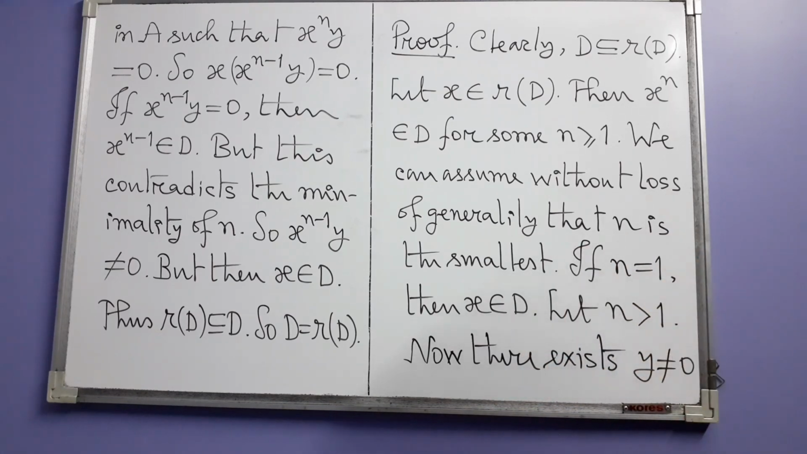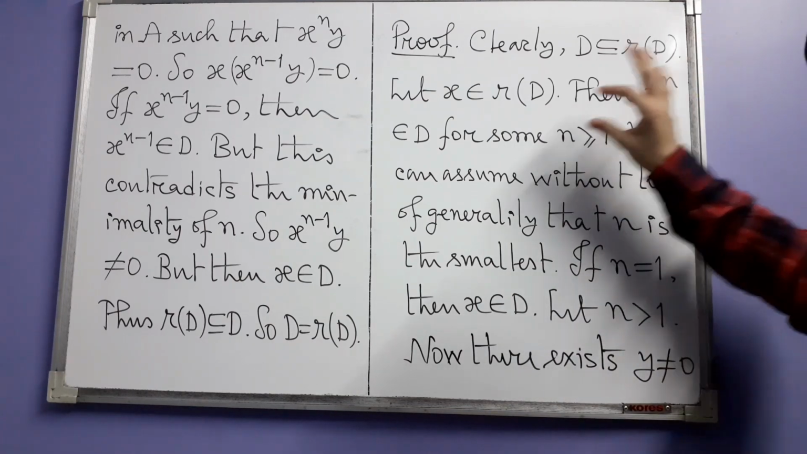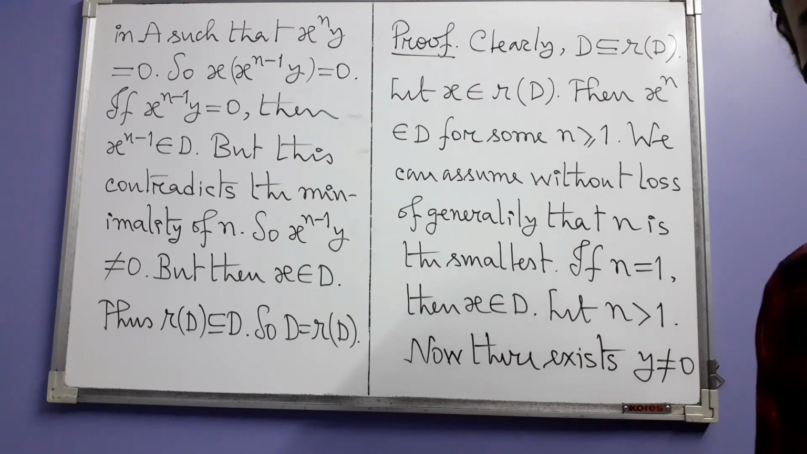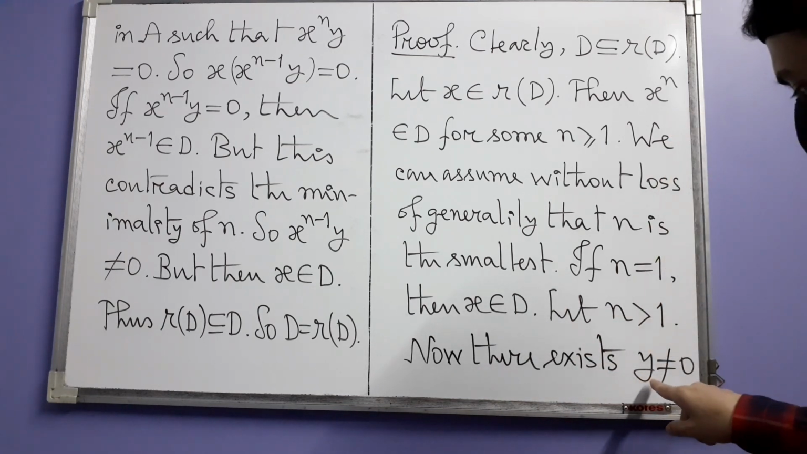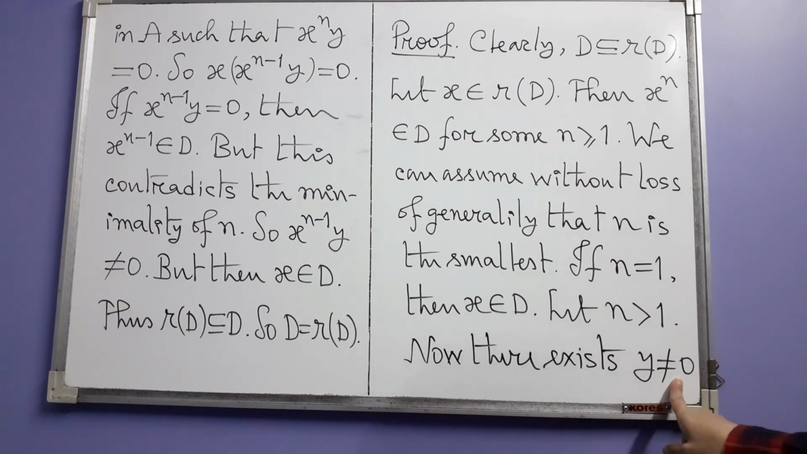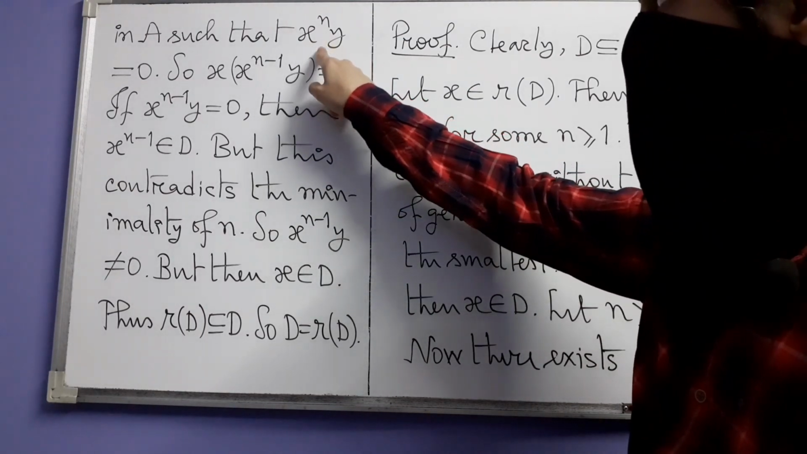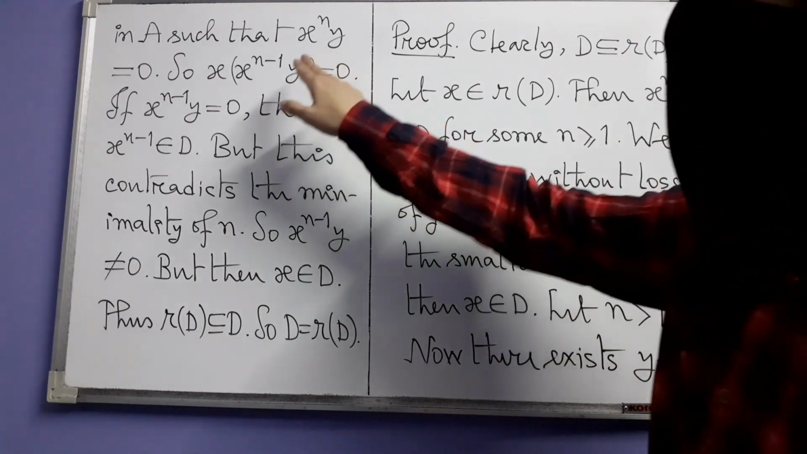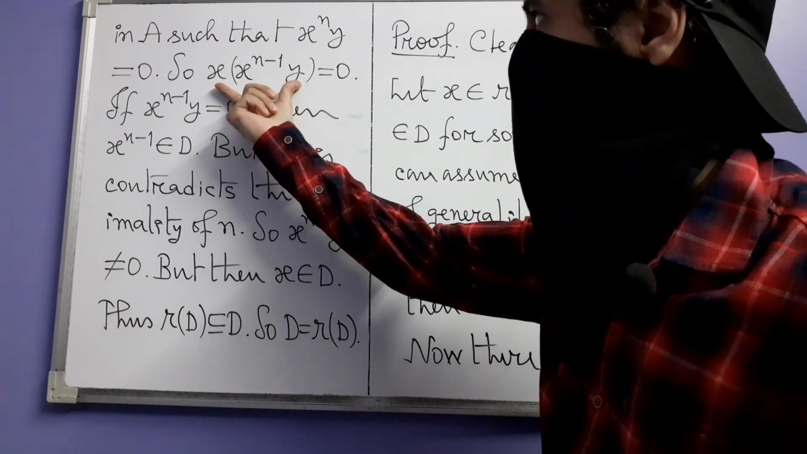Let n be greater than 1. Now, what does it mean for x to the power n to be in D? D is the set of all zero divisors. So, x to the power n is also a zero divisor, and that's why there will exist a non-zero element y in A, such that if you multiply that with x to the power n, you are going to get 0.